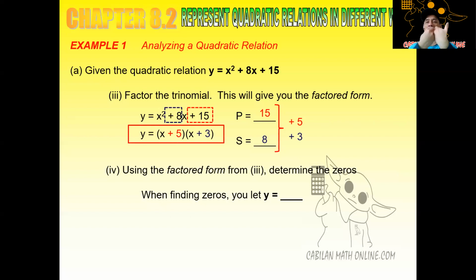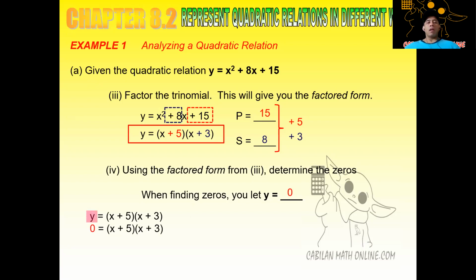This is where now it's an extension. So in the next part here, for part IV, or 4, it says using the factored form from 3, determine the zeros. Now, when you're finding zeros, what you're going to do here is use the factored form, and you're going to set y to equal 0. So that's the very first step.